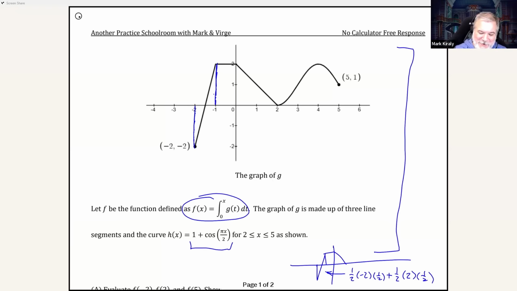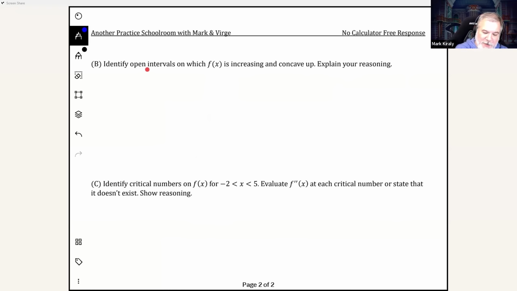Okay. So for part B, I'm going to go back to my graph and I'm going to erase the little bit of writing I did on there. They ask me to identify open intervals on which f of x is increasing and concave up and explain your reasoning. So we're asking for two different things. And we talked about this in the last video. You don't get points for stating definitions, but I think it's a good idea, right? We want to get our thoughts together.